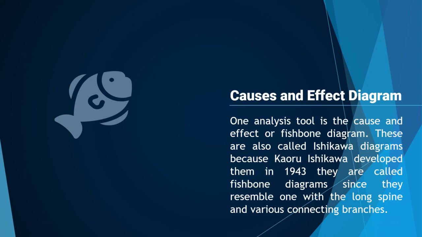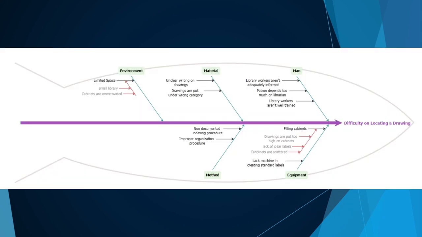Then comes the cause and effect diagram. It can also be termed as a fishbone diagram or Ishikawa diagram. He developed this in 1943, and it identifies the many possible causes for an effect or problem, and sorts or arranges the ideas into useful categories. So it's a fishbone diagram.